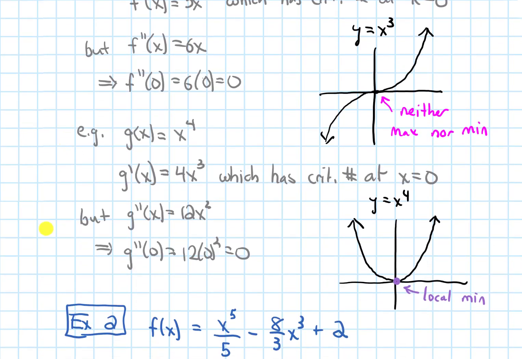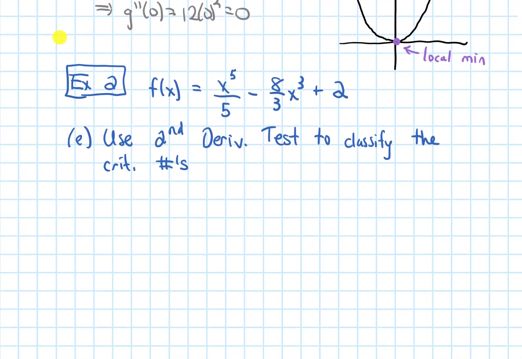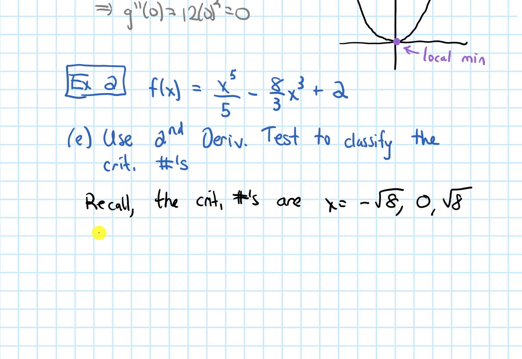Okay, so let's do an example. This is a function that we've been looking at over a few videos in this section: x to the 5 over 5 minus 8/3 x cubed plus 2. And we're going to now do part E of this example. We want to use the second derivative test to classify the critical numbers. So recall that the critical numbers we had found already are x equals negative root 8, 0, and positive root 8.